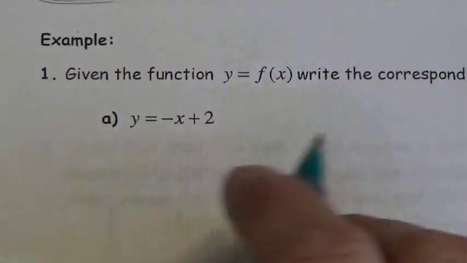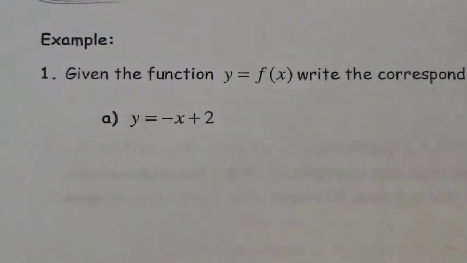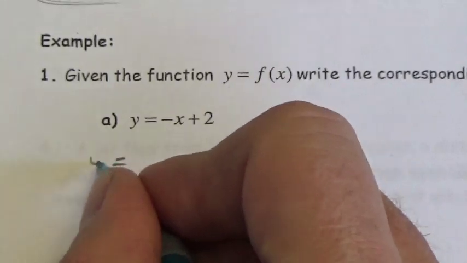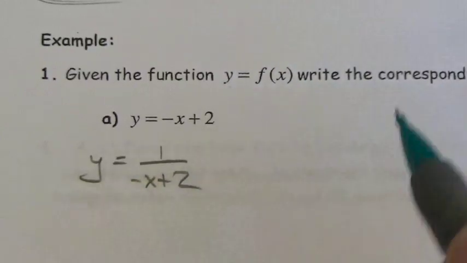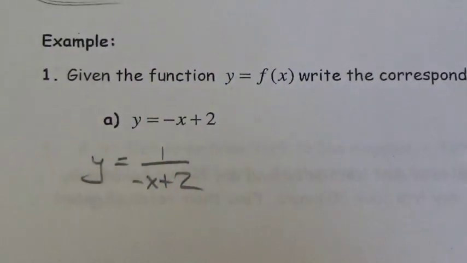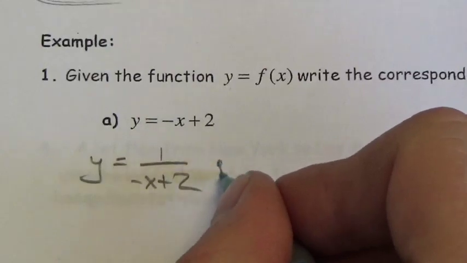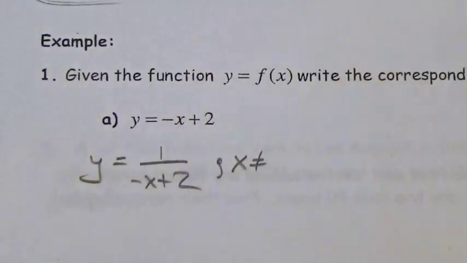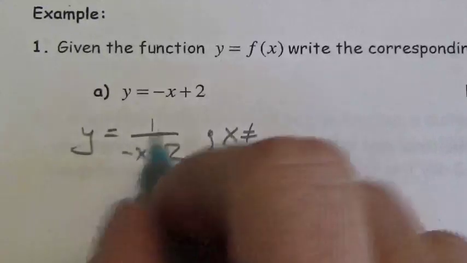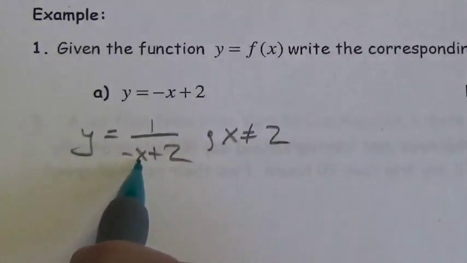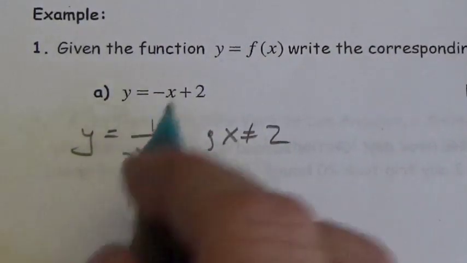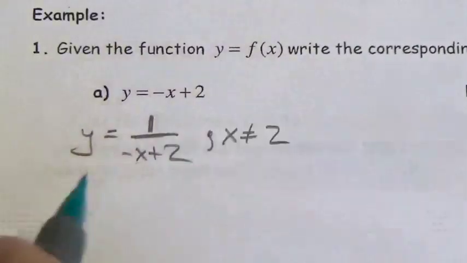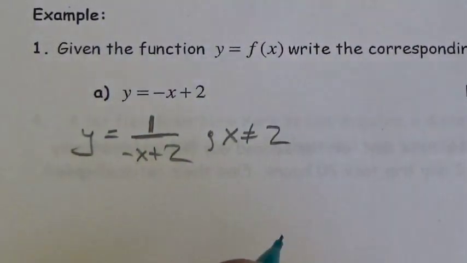All right, so now what we're supposed to do with this particular function here is write its corresponding reciprocal function. Now, that is as straightforward as doing this. We take that entire function and reciprocate it. We simply make it 1 over negative x plus 2. Now, we should probably add that I can do that so long as x does not equal positive 2. As soon as x equals positive 2, the negative makes it negative 2, and then negative 2 plus 2 is 0, and division by 0 is undefined. So we can reciprocate it so long as x does not equal 2.